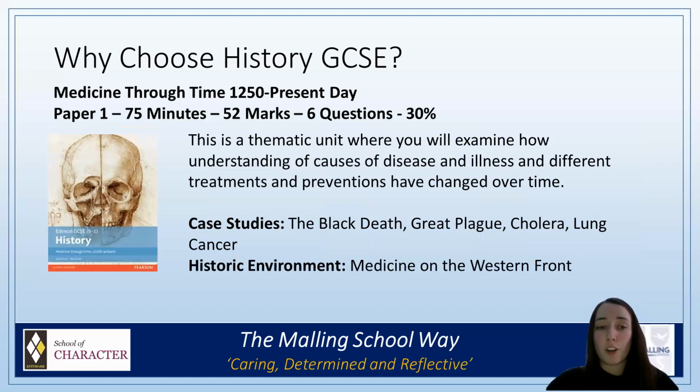The first of those topics is medicine through time, and it's a thematic unit allowing us to explore one element of history and how that has changed and progressed and the factors that have helped it or hindered it in doing that. We'll look at case studies such as the Black Death, the Great Plague, cholera and lung cancer, and we'll also take a deeper look at the historic environment. In this case for us, it is medicine on the Western Front. We'll look at the treatment of soldiers, the type of injuries they were likely to face, and how this spurred on the development of medicine.